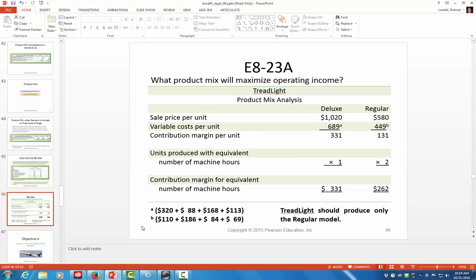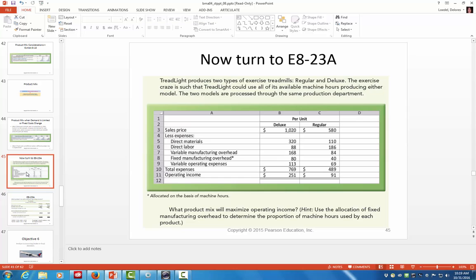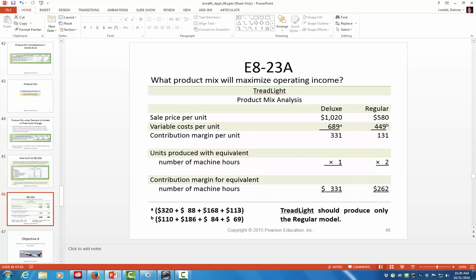Okay, so if we look at the problem here, we have sales price per unit for the deluxe and the regular. Those, of course, were given. Variable cost per unit, and we can find those by just adding up all of the variable costs, which, if we look at the problem here, includes everything except for the fixed cost allocation of overhead. So all of the other items would be included, and that calculation is shown right here as well for our total variable cost to get our contribution margin.